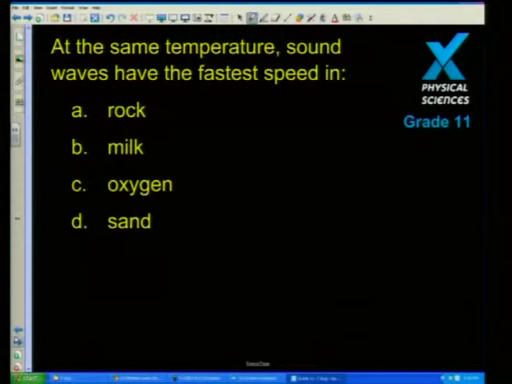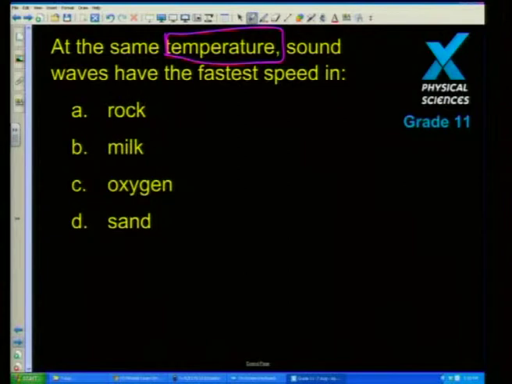At the same temperature. Hopefully you realize that it needs to be at the same temperature, because there are several things that affect the speed of sound: temperature and the medium, the density of the medium, and what phase it's in. Sound waves have the fastest speed in... and now we've got the options of rock, milk, oxygen, or sand.